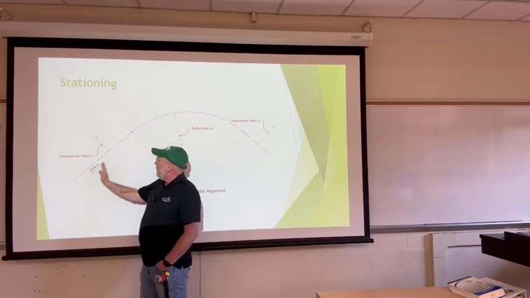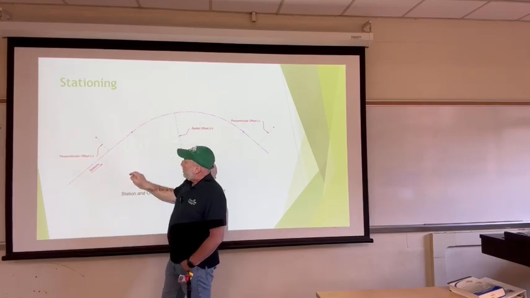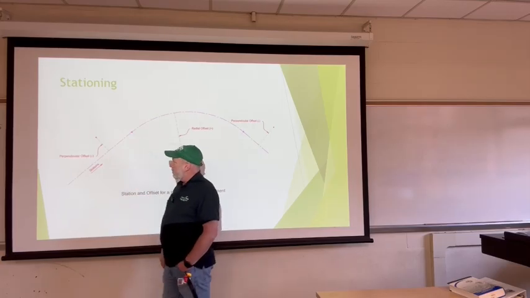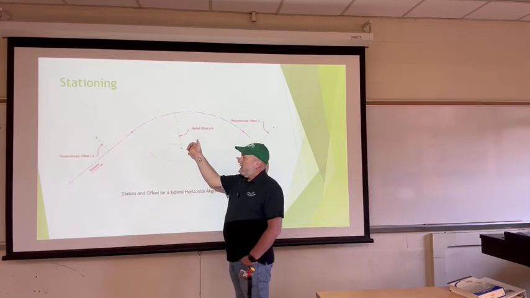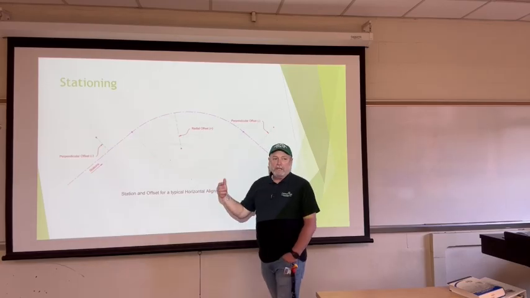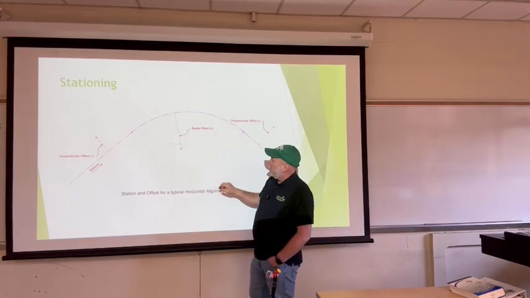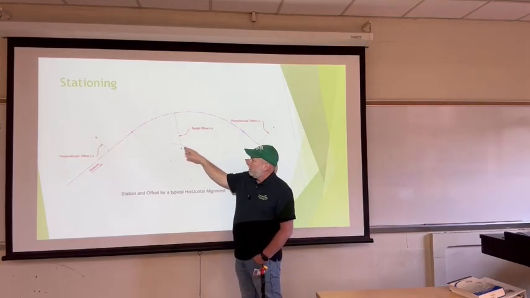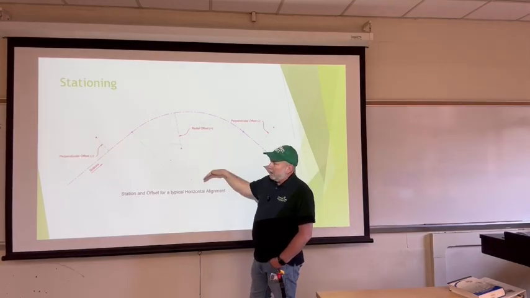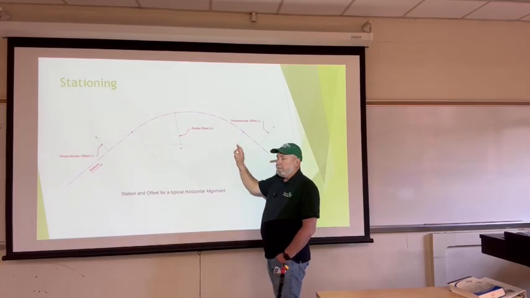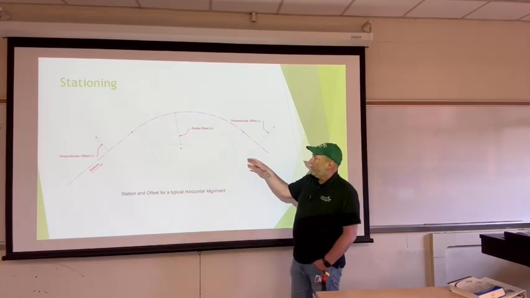If the stationing is going from left to right in this example, and your particular structure or point is to the left, that would be labeled as having a negative offset, perpendicular in the tangents. You have a horizontal curve, this point here being on the inside, being to the right, would be labeled with a positive offset, and it's going to be radial.